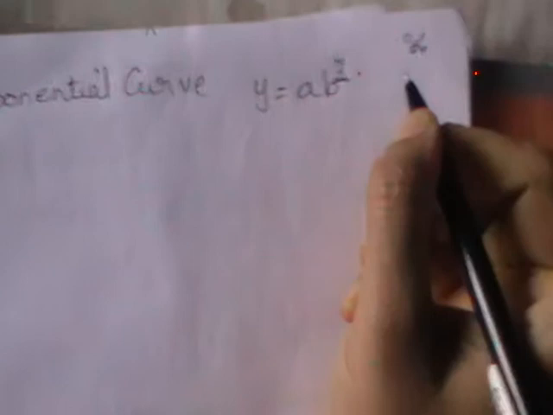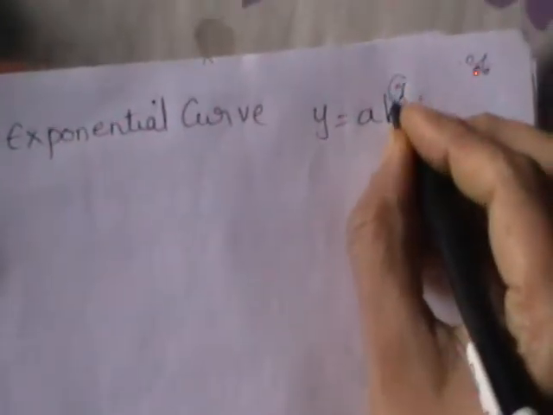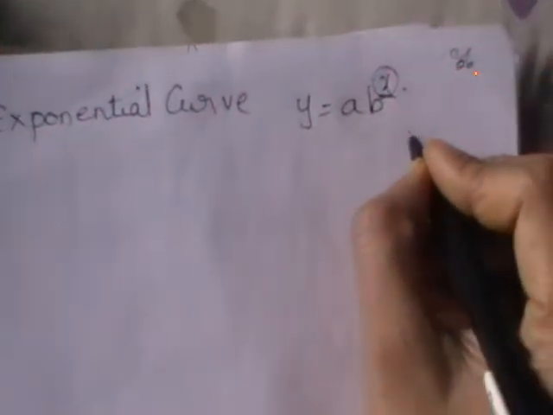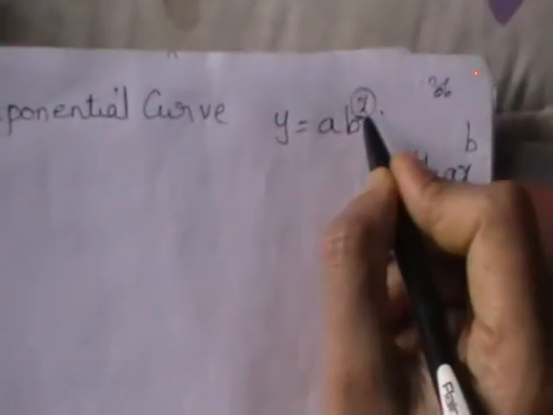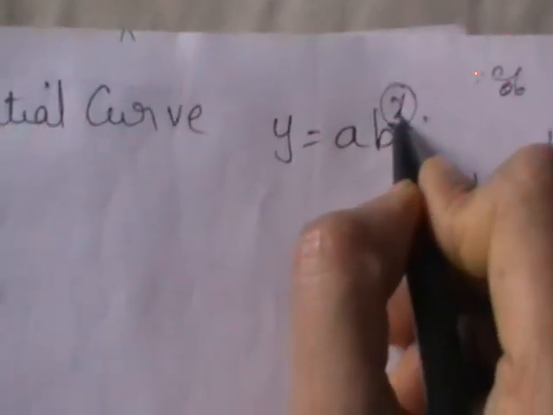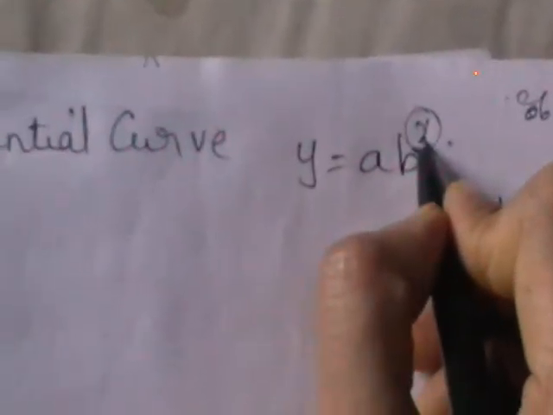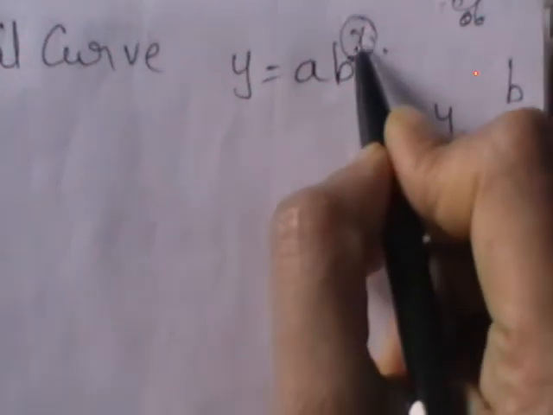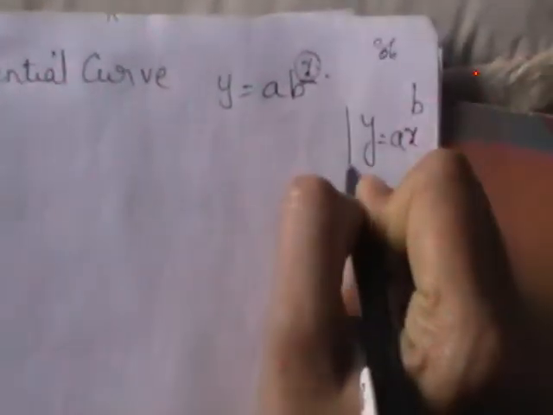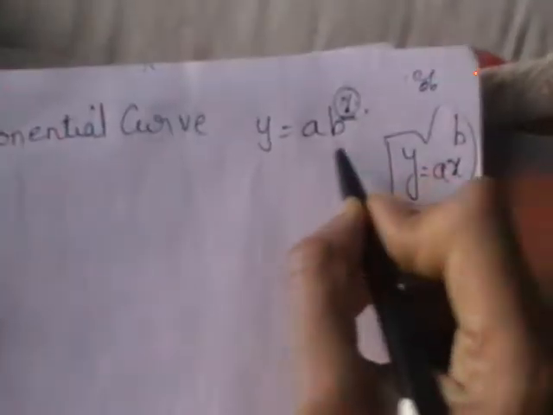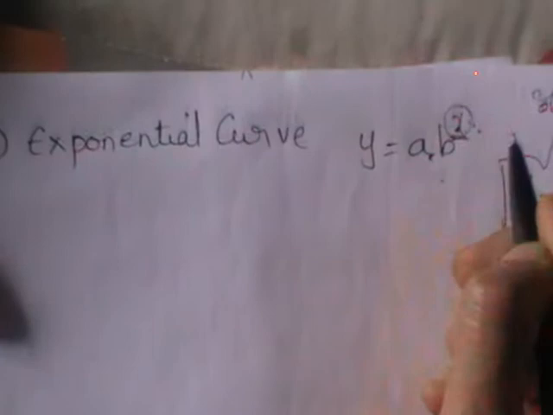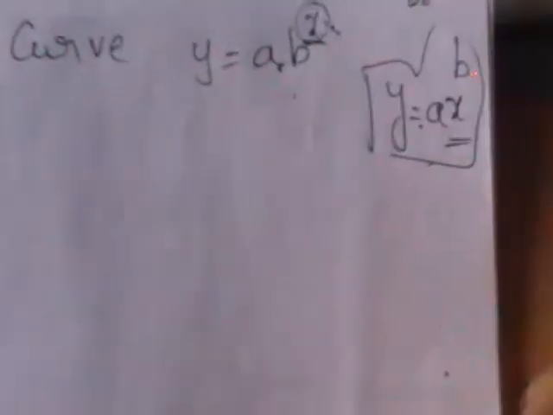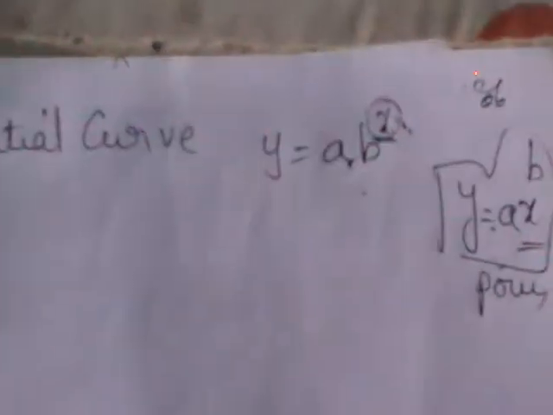So see, don't confuse, whenever you have x in the power, we call that an exponential curve. We have another curve called power curve, a into x power b. Here in the first two curves, y is equal to a e power bx, y is equal to a b power x, we have x in the power, we call those exponential curves. The last one, which I am going to discuss in the next video, is the power curve. Try to identify the difference between those two. For exponential curves, always x is in the exponent or x is in the power. If x is in the base, we call that a power curve. So this is an exponential curve.